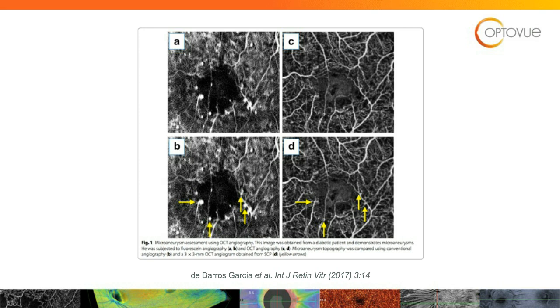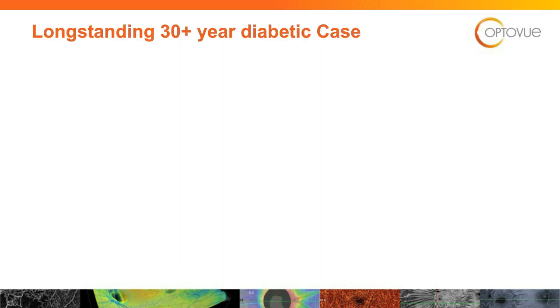What's the reason for this? It's because some MAs are very low flow. Over the course of a 2, 3, 4 second image, nothing, or very little, will move. And if no blood moves, if no erythrocytes or red blood cells move, the OCT angiogram is not going to image it. So with a very low flow microaneurysm where there's minimal blood moving, it's going to have difficulty detecting that MA.